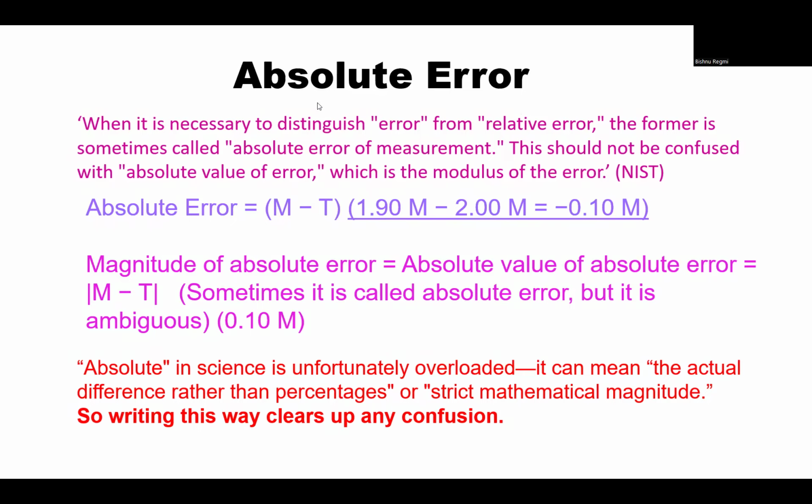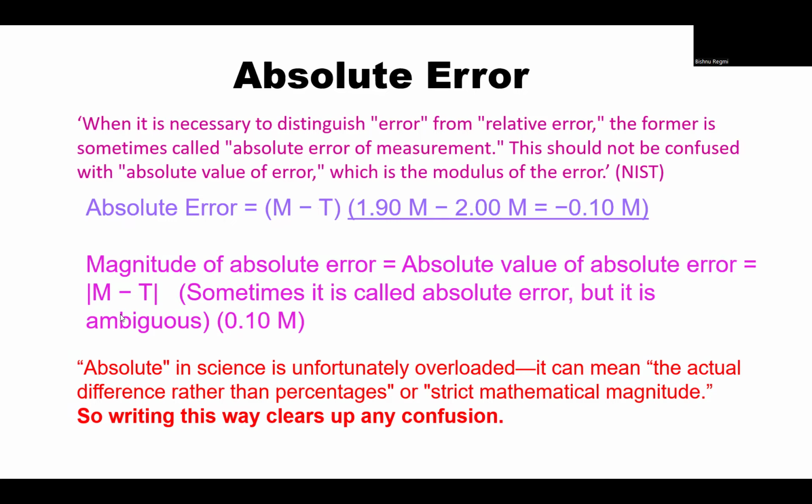So here in this example, the true value is 2.00 m and the measured value is 1.90 m and the difference is minus 0.10 m. And so this is the absolute error. Absolute error can be positive or negative. But if you just want to know the magnitude, then you have to write it this way: magnitude of absolute error, or absolute value of absolute error, and that will be modulus M minus T.